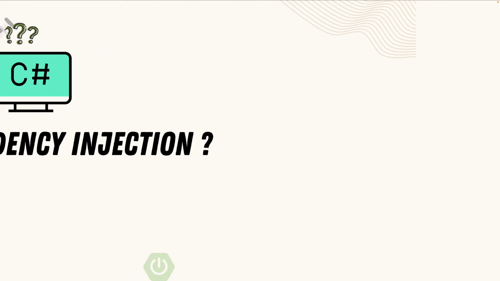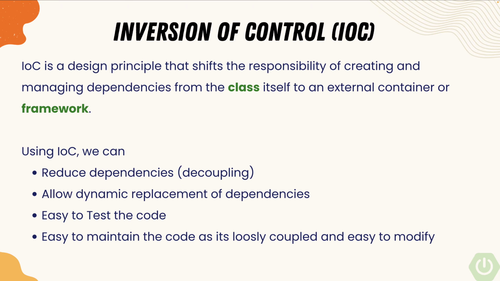Well, before we get into dependency injection, we first need to understand something called the inversion of control concept. Inversion of control, if you've already heard about it, you know what I'm talking about. But if not, IOC or inversion of control is a design principle that shifts the responsibility of creating and managing dependencies from the class to an external container or a framework. So basically, you are going to be creating the dependency from an external container or a framework instead of the class itself. That is the great thing that you can do with inversion of control. And that's why it is called inversion of control.